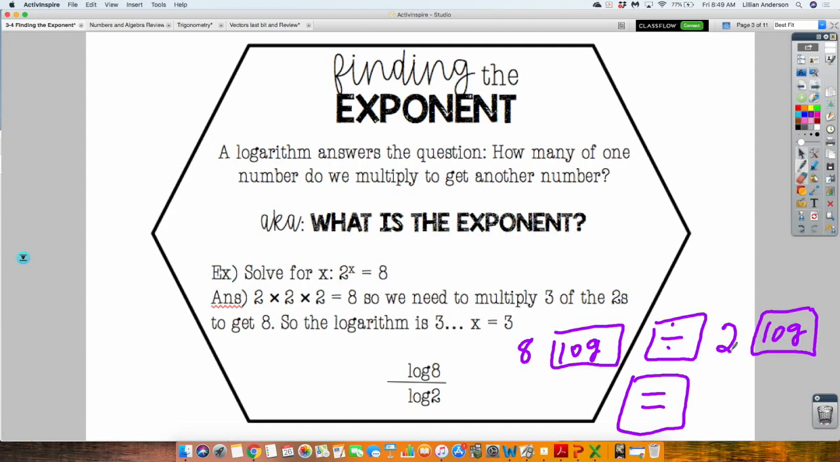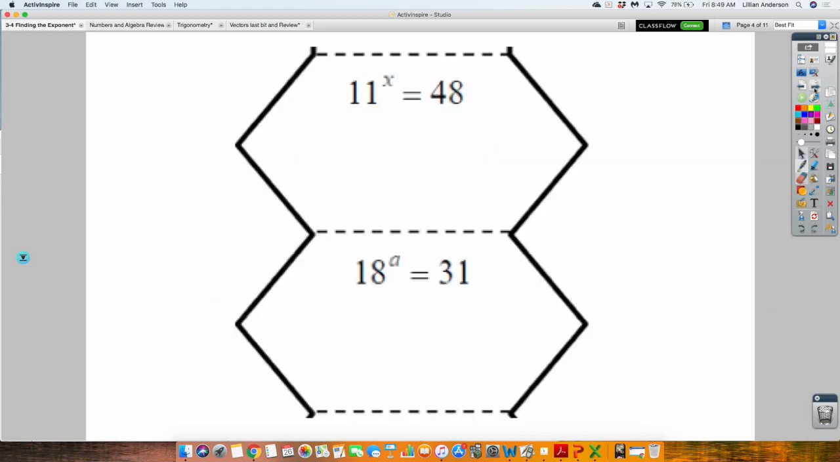So now what we're going to do is look at some examples. Okay, the first one we have is 11 to the x equals 48. So just like before, it's going to be log of our answer divided by the log of our base. So that's the log of 48 divided by the log of 11. So we're going to type in 48 log divided by 11 log equals. You got to click the equals, otherwise it's just going to still be remaining whatever the log of 11 is. So make sure you click your equals.